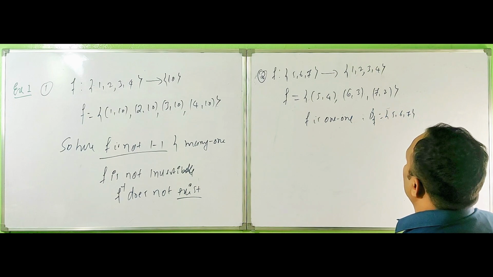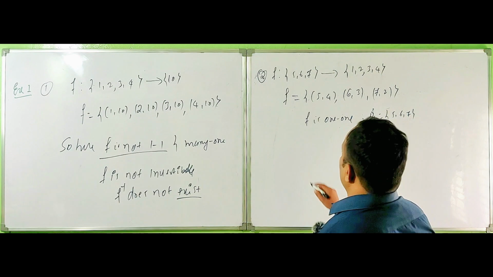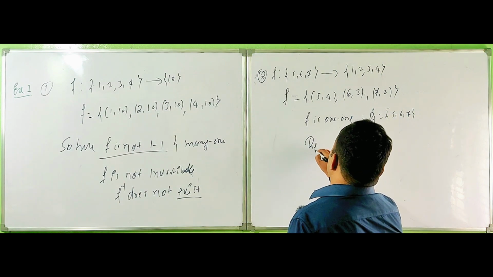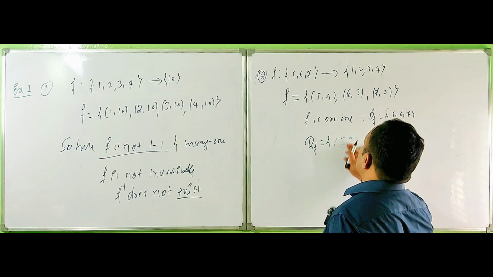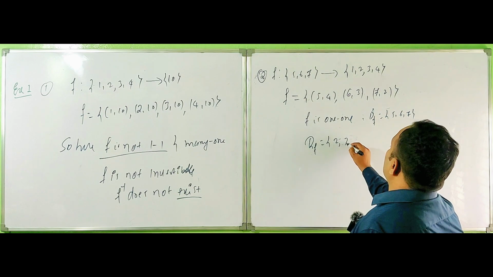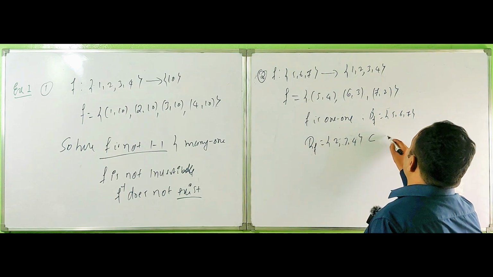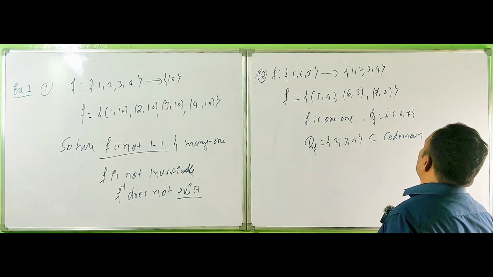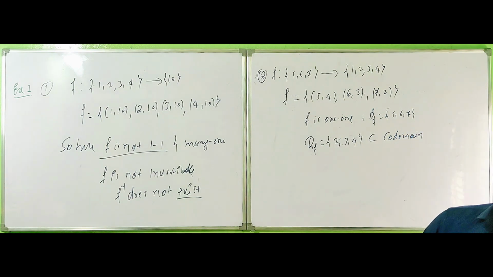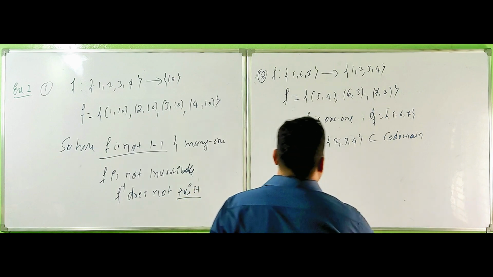Okay. What about onto? And the range of F. Range of F is what? Range of F is 4, 3, 2. You can also write 2, 3, 4 is a subset of the codomain. Therefore, the proper solution is that it is not onto. Into function. Therefore, F is okay.